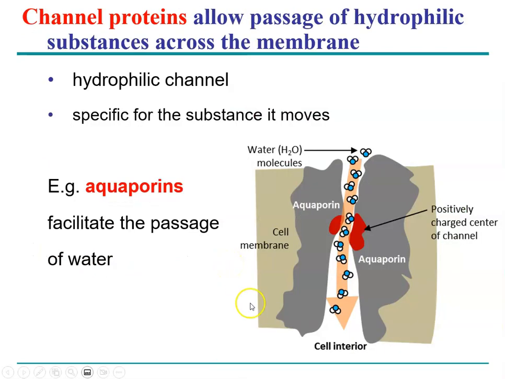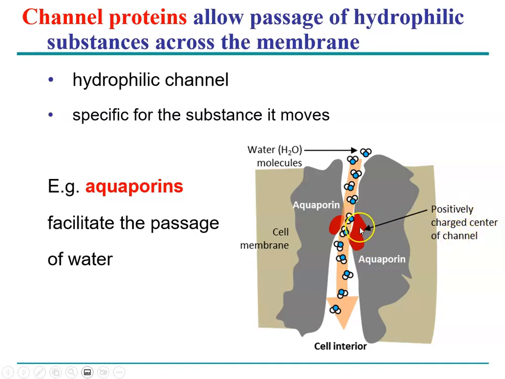One type of channel protein is called an aquaporin, and this is a protein that's specifically designated for transporting bulk amounts of water across the plasma membrane. Although water can go directly across the lipid bilayer, it takes much longer than if it were able to go through an aquaporin. How this channel works is pretty interesting. There's a hydrophilic region at the interior of the channel, here shown in red. It says positively charged center.